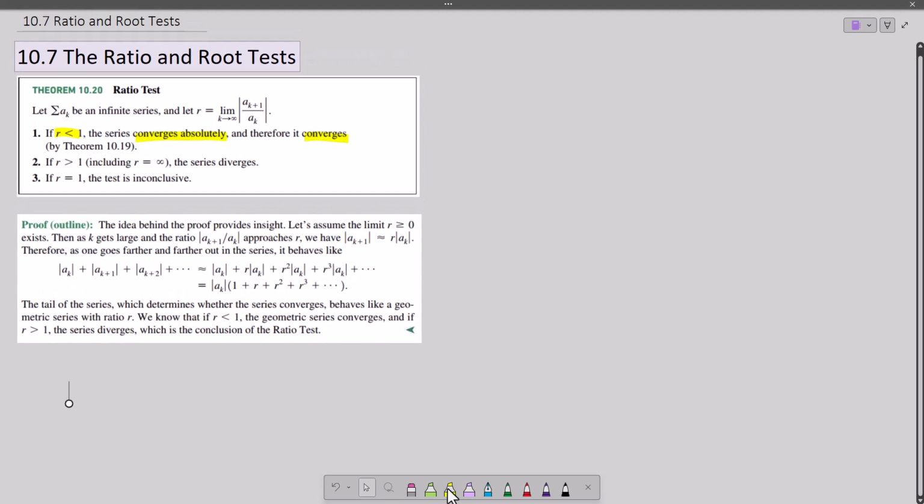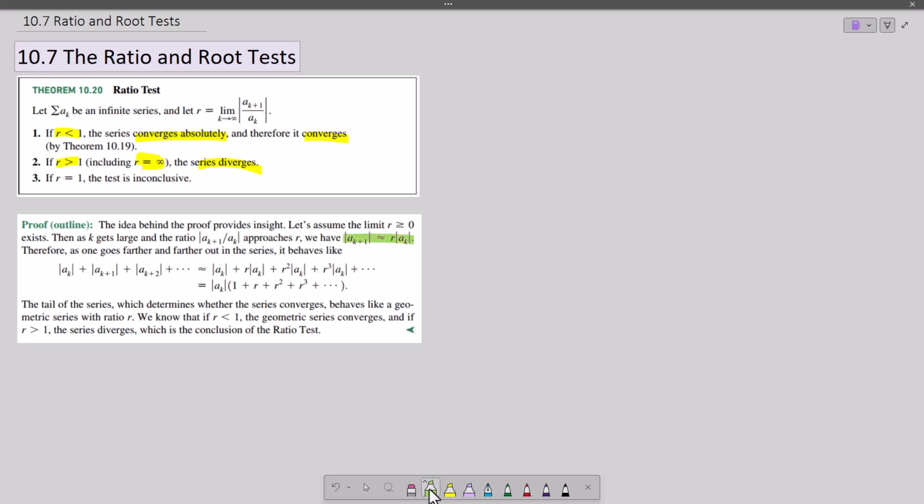If the common ratio, or the ratio that you get here, is bigger than 1, including infinity, the series diverges. And if you get 1, the test is inconclusive, you go back to the drawing board. You're not done. The question is, why does this test work? The answer is relatively easy to understand.